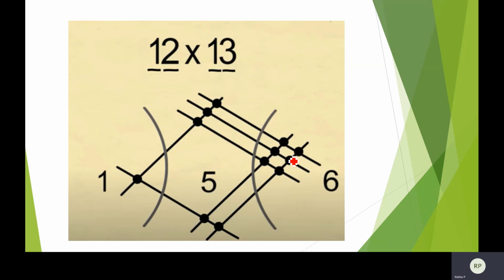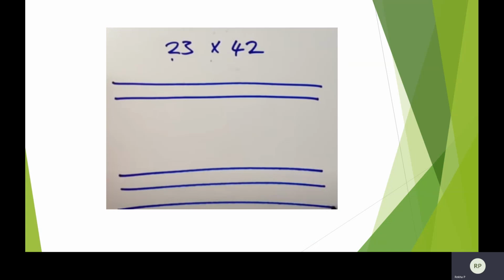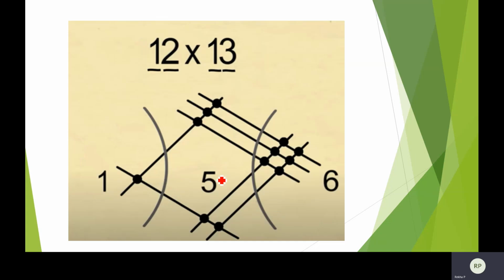This group has 6 intersecting points. The entire middle part is one group, so you count all the intersecting points, and that is 5. And this is one group, and in that only 1 is there. So for this, the answer is 156. In this case all the groups are single-digit numbers. If a group is a two-digit number, there is a carry forward, which we will look into. So this is 156.